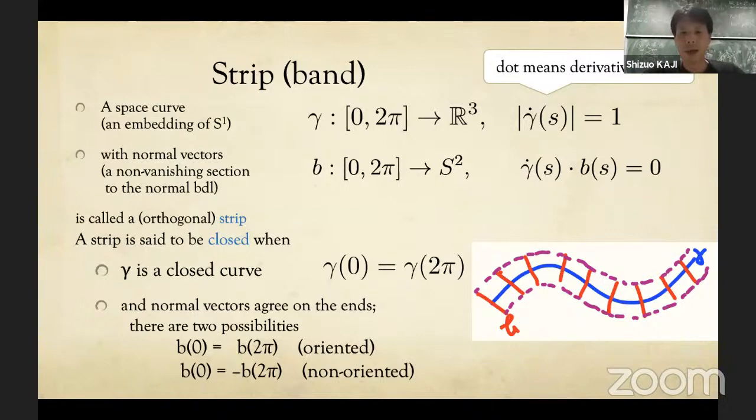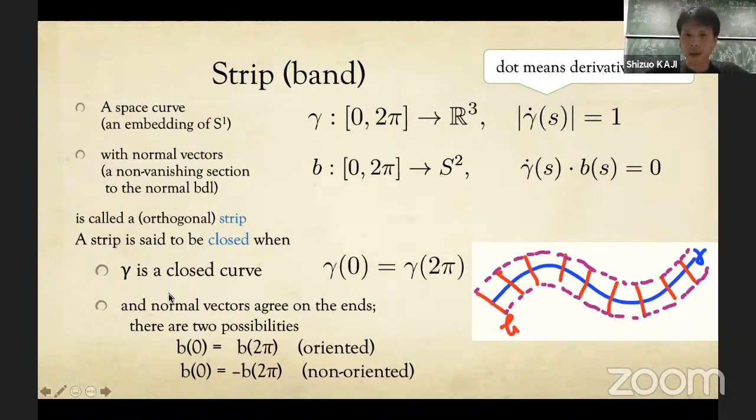Let gamma be a map from the closed interval 0 to 2 pi to R3, with constant speed, which means the derivative has constant length 1. Then its normal vector can be defined as a function, again over the closed interval 0 to 2 pi, to S2, because it just specifies the direction of the vector on the curve. And why is it called normal? Because it is orthogonal to the tangent direction. The tangent direction is just the first derivative of the curve.